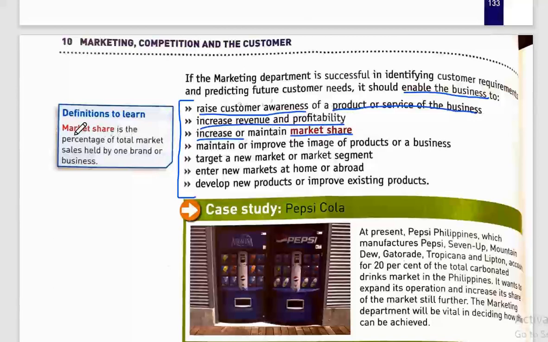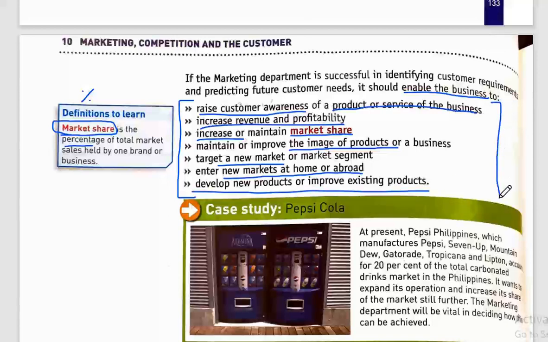We took what is meant by market share in the previous video. It's always the percentage of a total market sales held by one brand or business, to make sure that as a business my market share is higher than other competitors in the same industry, to maintain and improve a good image of products or a business, to target new people, to enter new markets at home or abroad, and to develop new products and improve existing products. All of these things are going to happen just if I did the role of marketing perfectly.